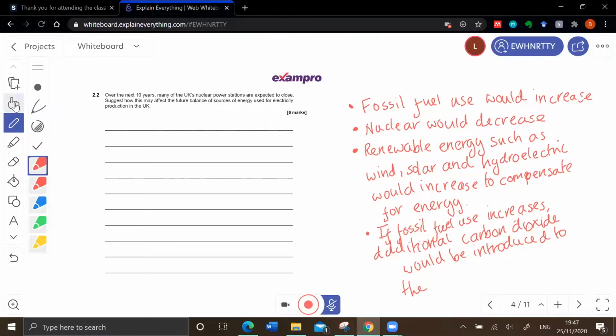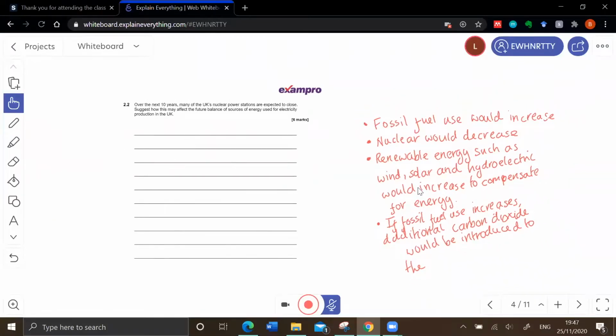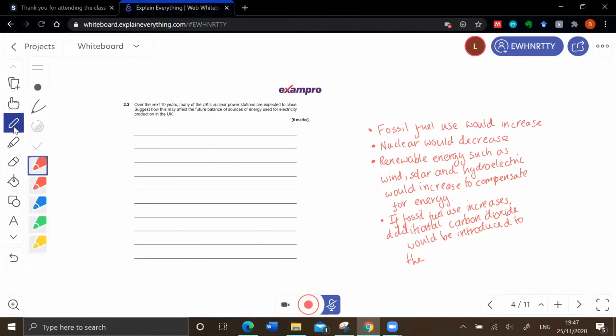I'll zoom out. Not meant to zoom that out. The atmosphere, enhancing global warming and climate change. That means making it worse.